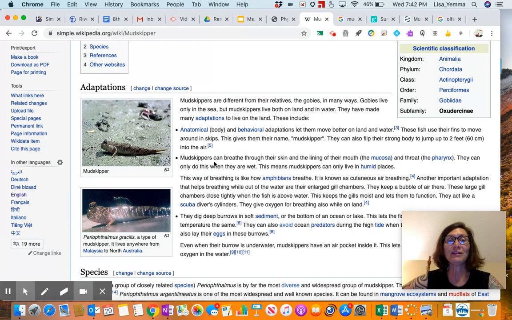These fish use their fins to move around in skips, mudskipper, and they can also flip their strong body to jump 2 feet into the air. We had some jumping videos for mating behaviors, for territorial behaviors, but I wonder if there's also maybe some predation reactions. Like if there's a predator coming, then I can jump out of the way.